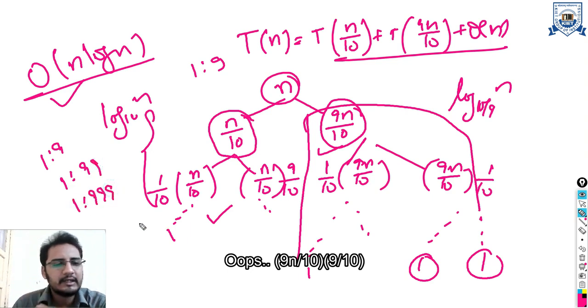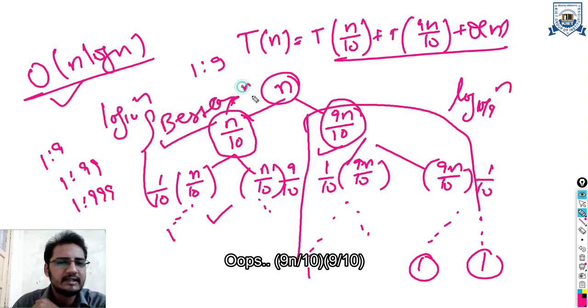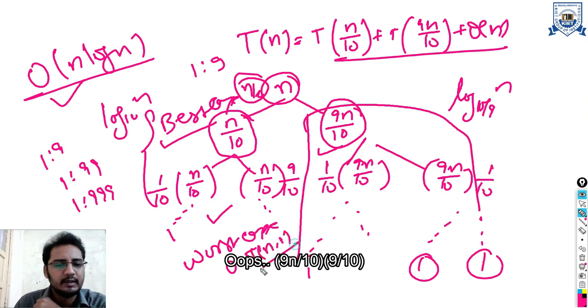or you are getting a split such that on one level you are getting the best case, which is n by 2, and on another level you are getting the worst case, which is 0 is to n minus 1. If you are getting a complexity of best case on one level and worst case on another level, then also your complexity is going to be order of n log n.